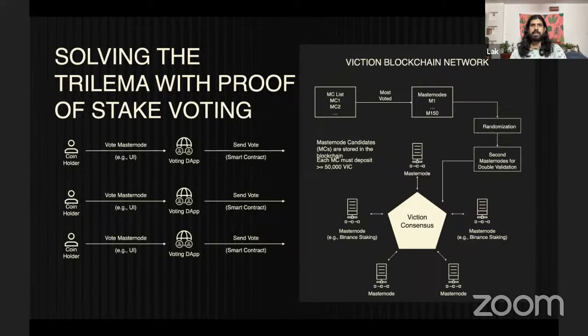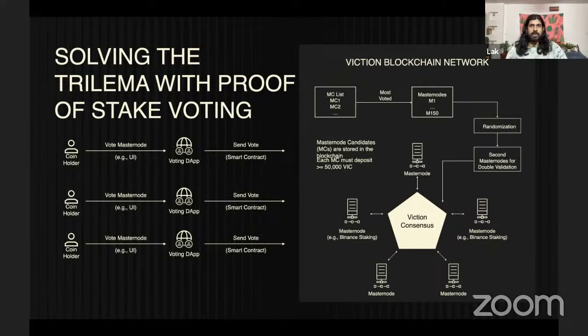In that bull market as well, there were a lot of hard forks that actually fractured a lot of communities. And to try and solve a lot of these problems that we talked about in the trilemma, we needed to come up with a novel consensus mechanism. And the proof of stake voting consensus mechanism was designed for the Viction blockchain. So this consensus mechanism was optimized to provide a faster, cheaper, and more secure system that still upholds the principles of decentralization by implementing a system of governance within the validator network.